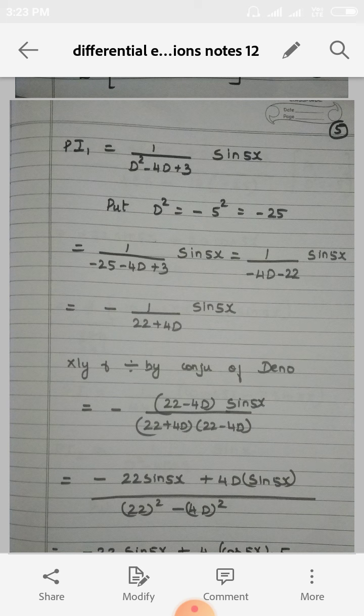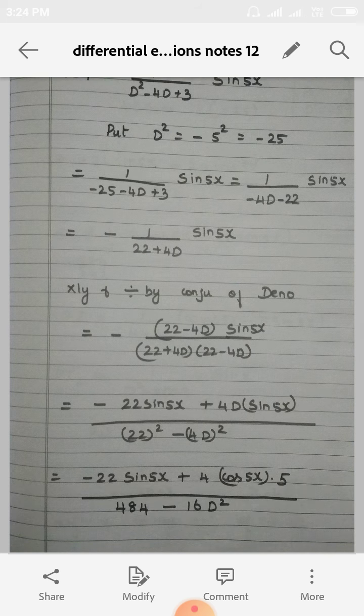This is also one procedure. We can write it this way also. Minus 1 divided by 22 plus 4D into sin 5x. Now the denominator is 22 plus 4D, so what is the conjugate of the denominator? 22 minus 4D. So multiply and divide by the conjugate of the denominator. We get minus of 22 minus 4D divided by 22 plus 4D into 22 minus 4D into sin 5x.